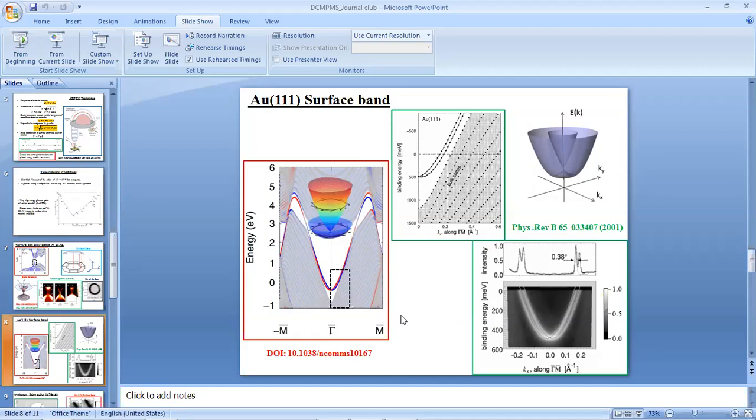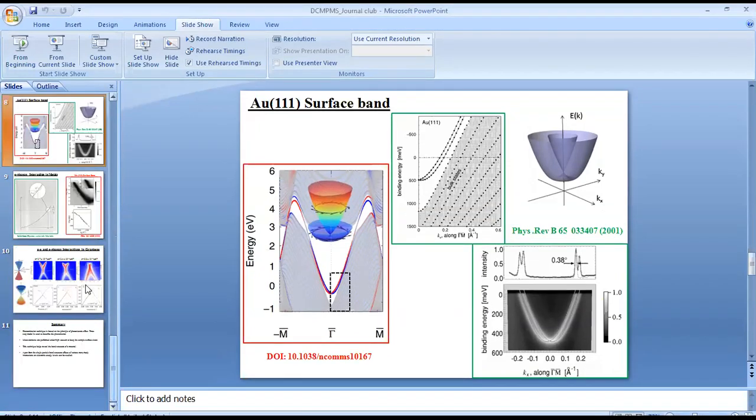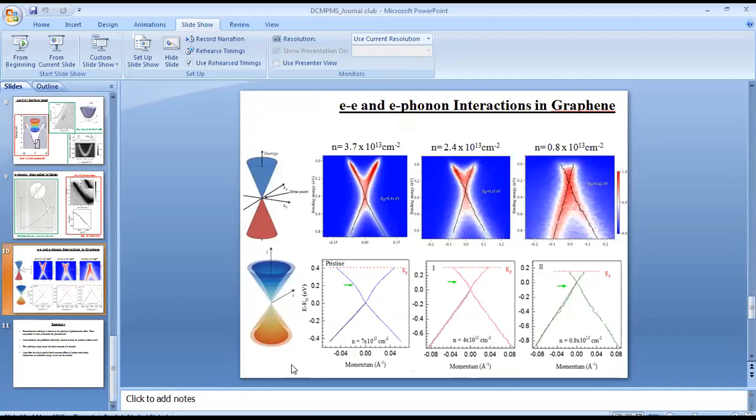Last question from me is that recently we have flat band systems in the graphene area, where the bandwidth is like a few milli-electron volts. So does ARPES give enough resolution to resolve this kind of bands? What is the resolution of typical ARPES?